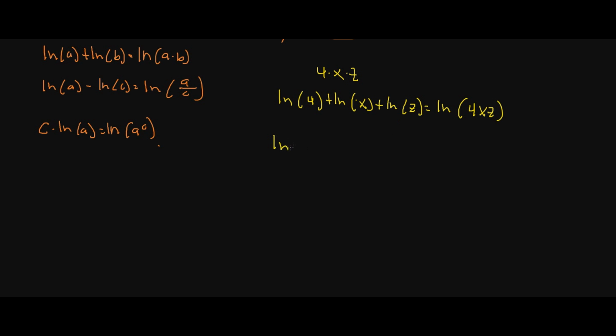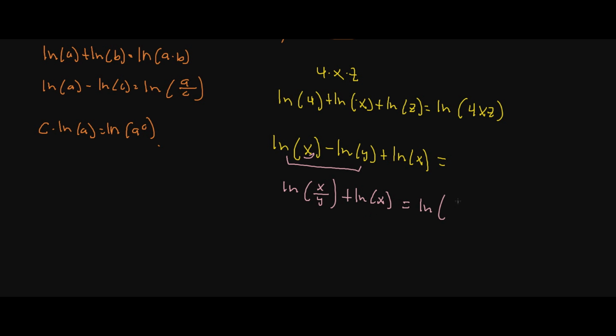All right, let's try ln of x minus ln of y plus ln of x. Because this expression has a minus sign, that means divide the x and the y. So I'm going to get ln of x divided by y plus ln of x. What does a plus sign mean? That means multiply. So I get ln of x over y times x. Is the x on the top or the bottom? The x is on the numerator, the top. So x times x is x squared over y. Perfect. You can see it's the same thing.